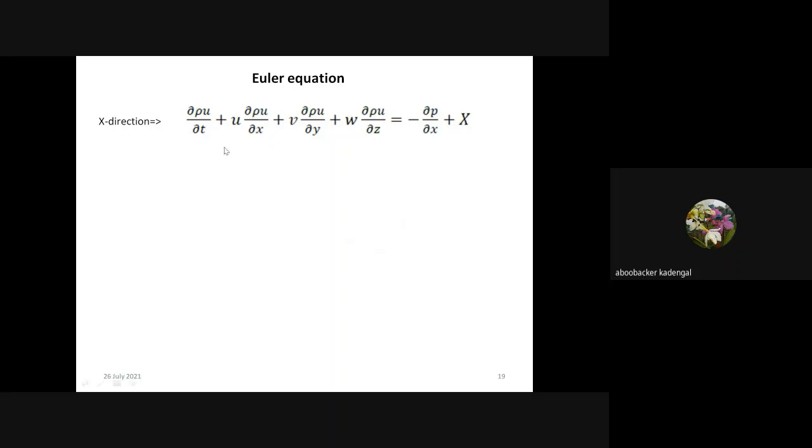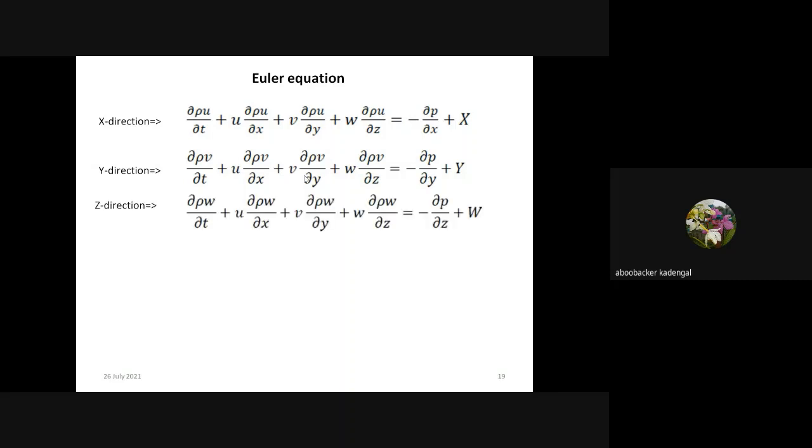The Euler equation in the x direction will be this. The first term is the temporal rate of change, dou by dou t of rho u, also called the local rate of change. And this is the convective rate of change. It equals the net pressure force, and if there is a body force, this is the body force term, and this is the surface force term in terms of stress. Here the only stress is pressure, being inviscid flow. This is called the Euler equation. We can write it in three directions: x, y and z.